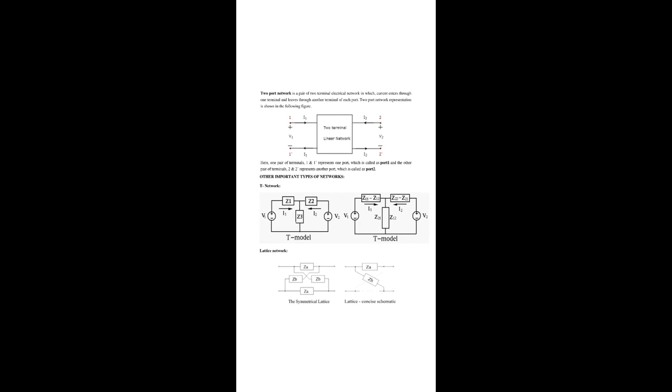In a two-port network, a pair of two-terminal electrical networks in which current enters through one terminal and leaves through another terminal. Two-port network is represented as shown in the figure. This is the input port, and this is the output port. Current in and current out.